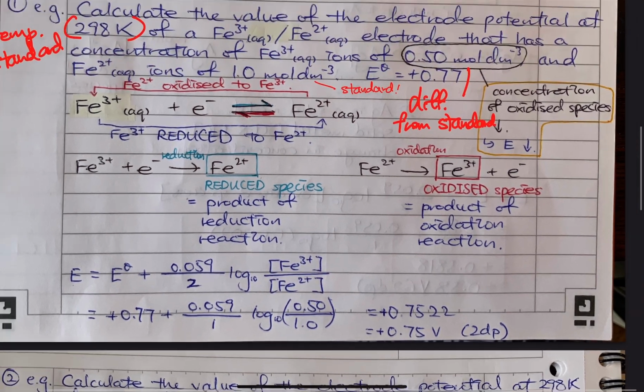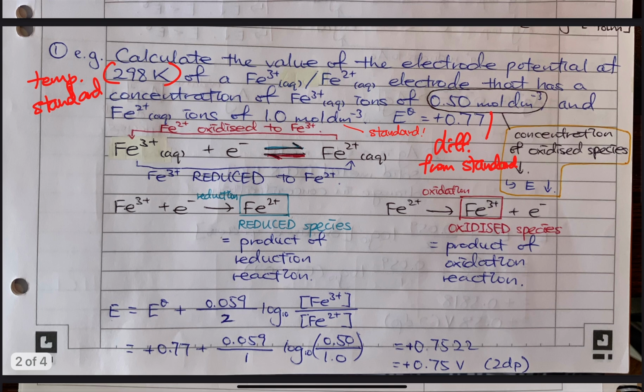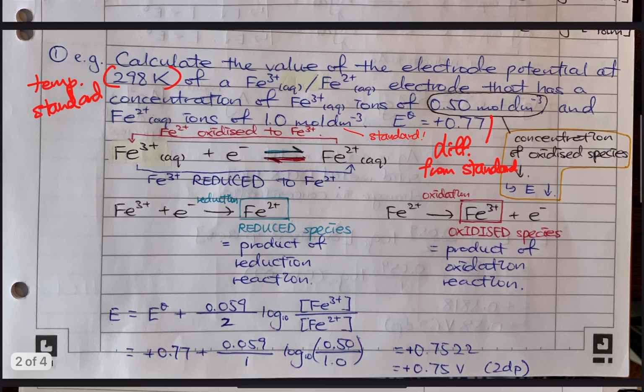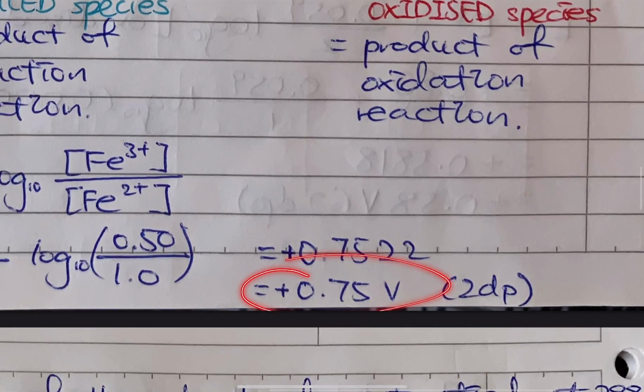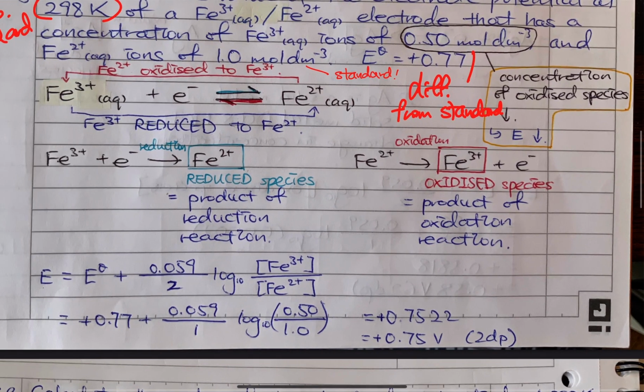So I can then substitute my values in. This is my standard electrode potential, we'll sub it in. From this equation, the number of electrons involved is only 1, so this is where the 1 came from. Then I substitute the concentration of Fe3 plus in here and Fe2 plus in here, just following the equation, and I get this value, plus 0.75. Note that this value is actually a bit lower than the standard electrode potential.